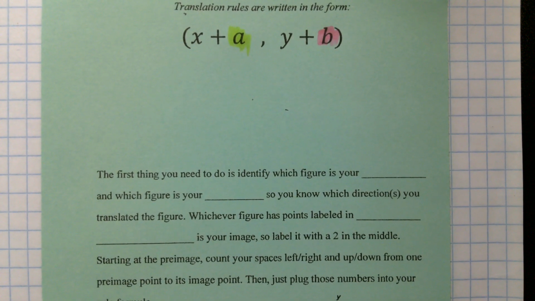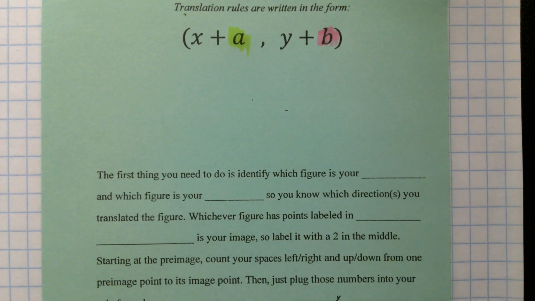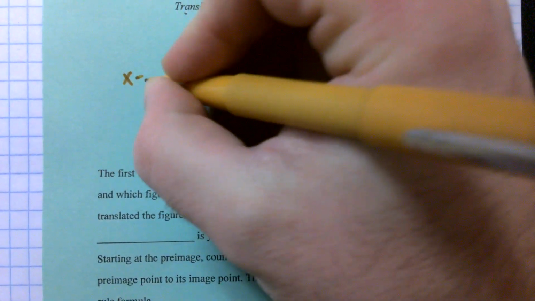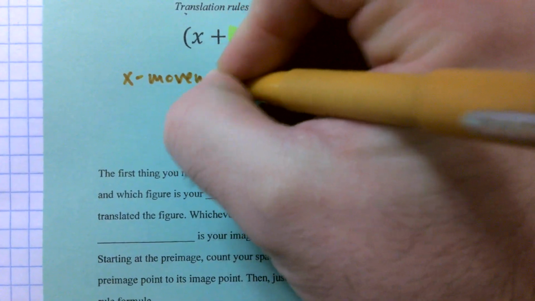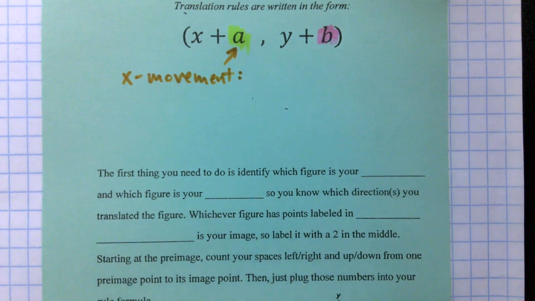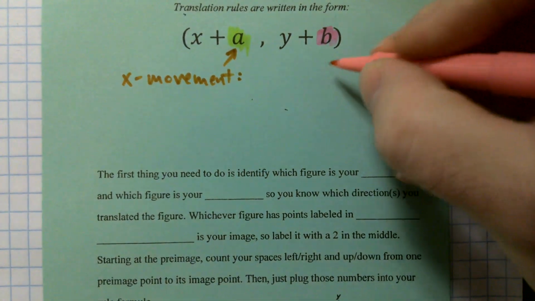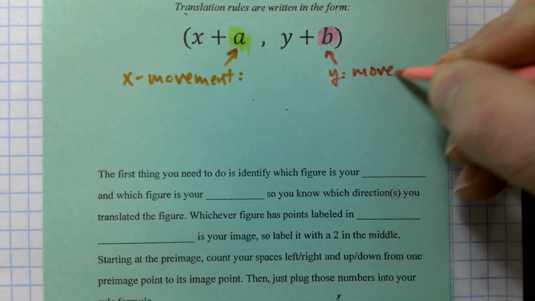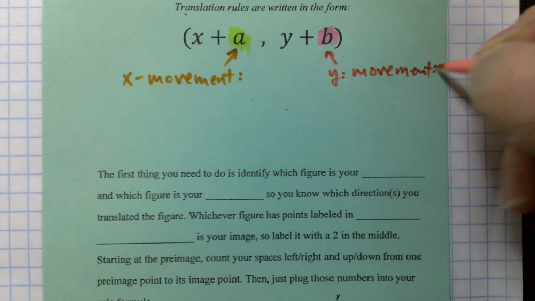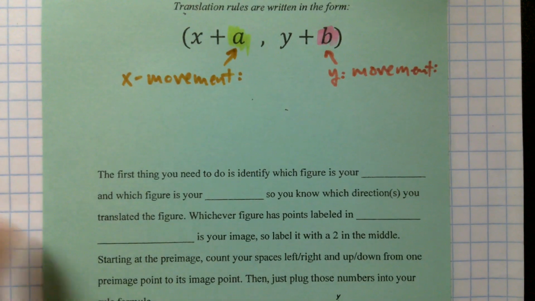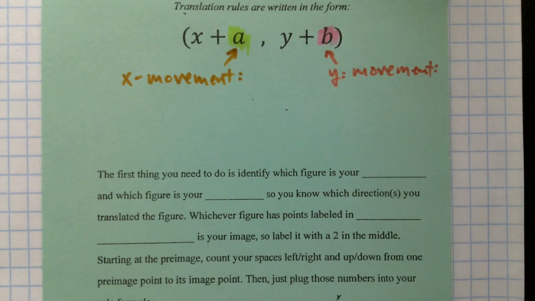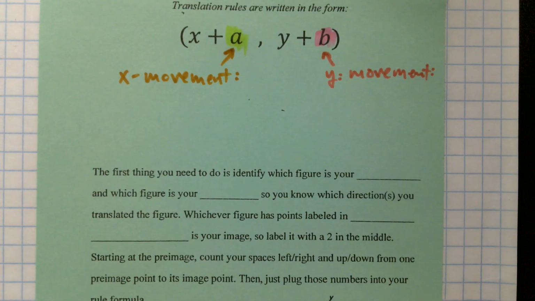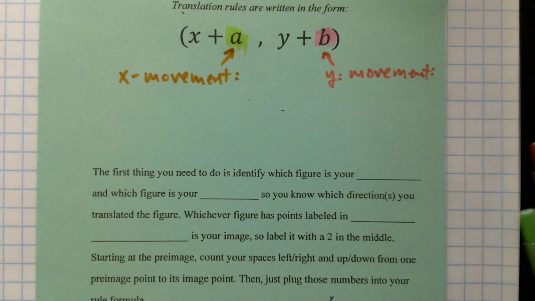All right. So what this letter A here represents, A represents my X movement. And B obviously represents my Y movement. Now there's two X movements and there's two different Y movements. Okay?